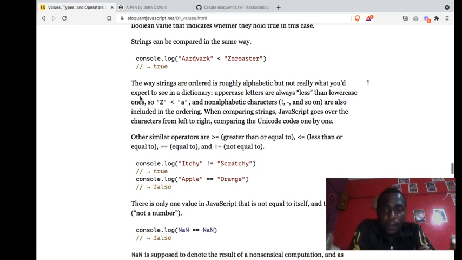Other similar operators are greater than or equal to, less than or equal to, equal to, and not equal to, which is exclamation mark equals. So console.log("Itchy" != "Scratchy") is true. console.log("Apple" == "Orange") is false.